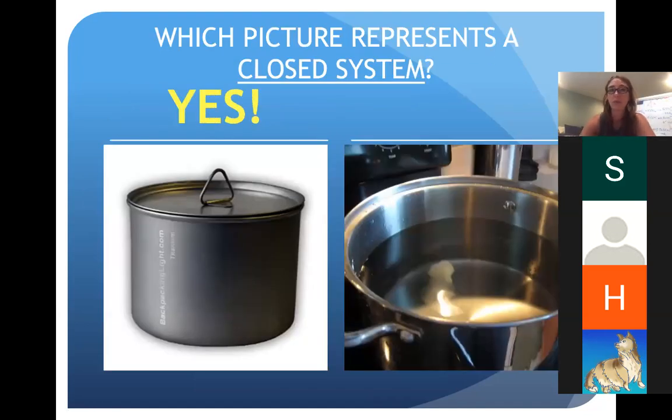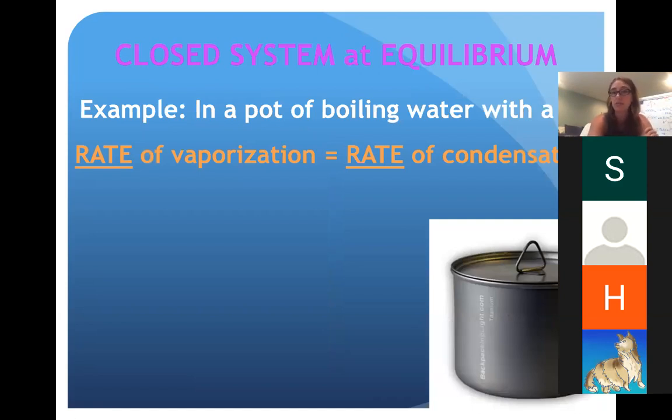So which picture represents a closed system? Okay, that one's pretty straightforward, right? This one, matter can't enter or leave because the lid's on top. Here, if you imagine like a pot of spaghetti water on the stove when it's boiling, the steam is coming out. And if steam's coming out, then that means you're losing matter, right? The steam is H2O molecules becoming a gas. So you're losing matter, and that's not a closed system. So it would have to have the lid on top to keep all the matter inside, okay? All right, so a closed system at equilibrium would be like a pot of boiling water with a lid on top.